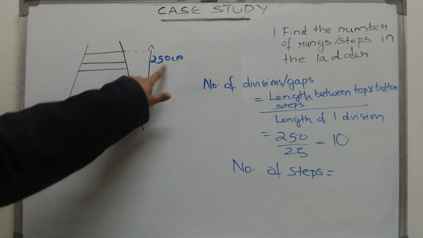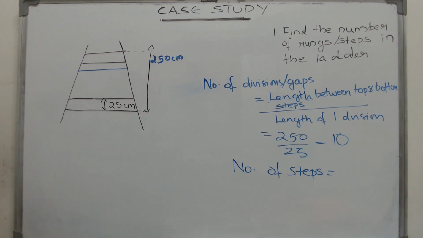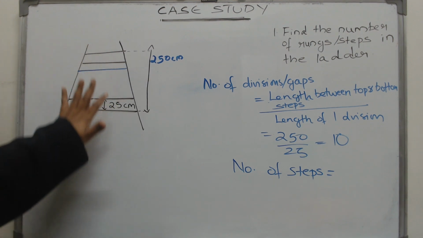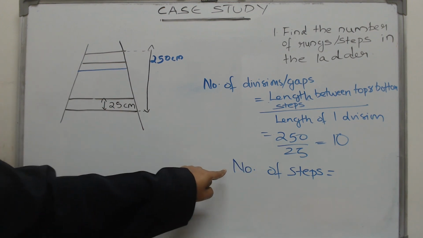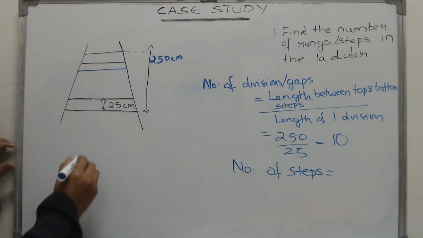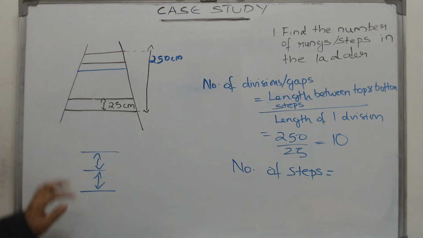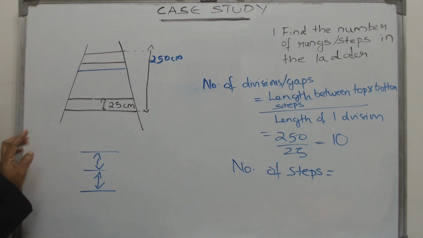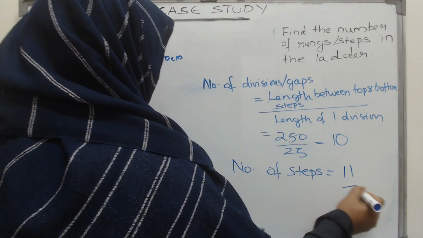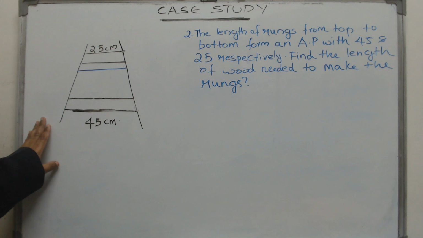So in 250, how many 25 can you find? You can find 10 such divisions, right? So the number of divisions is 10, but that is not our question. The question is how many steps there are. In 2 steps you will see 1 division. In 3 steps you will see 2 divisions. In other words, to the number of divisions add 1, then you will get the number of steps, so the number of steps is 11. So we move on to our next question.